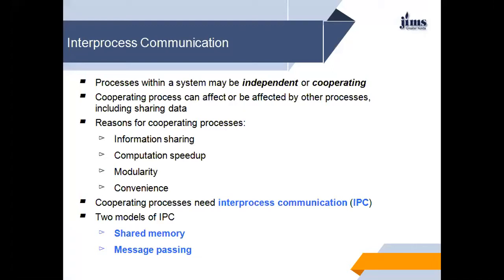Reasons for cooperating processes: information sharing, computation speed up, modularity, and convenience. Since cooperating processes are sharing data, they need inter-process communication. That means the processes will communicate with each other. The two models of inter-process communication are: number one, shared memory, and number two, message passing. So these are the two ways. One is called message passing and another is shared memory.